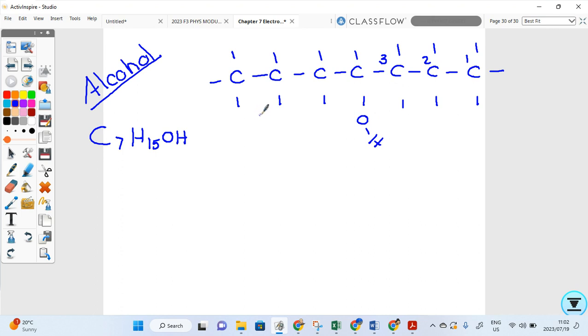All right. Now, again, isomers. Ronaldo, give me the definition for an isomer. It has the same molecular formula, but a different structure. Perfect. Can I have a positional isomer here? Yes.